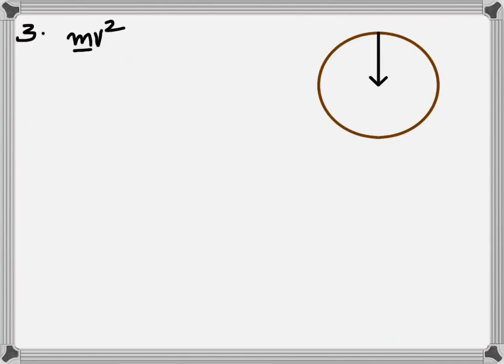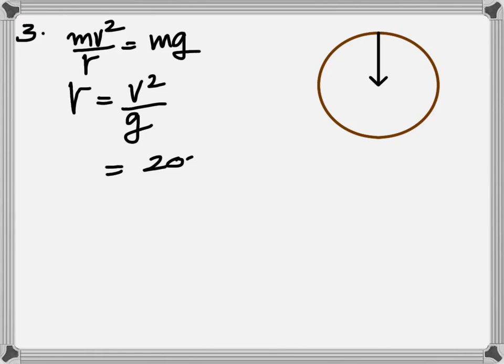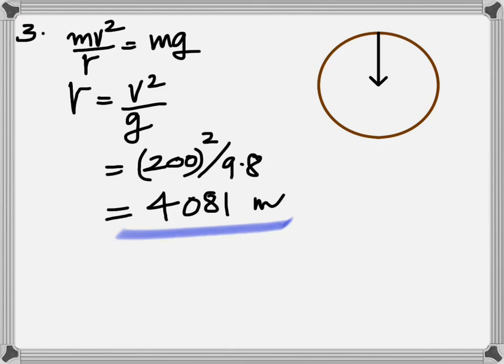Number 3, quite easy. At the top of the loop, the centripetal force is balancing the weight, and that's why the airplane feels weightless.